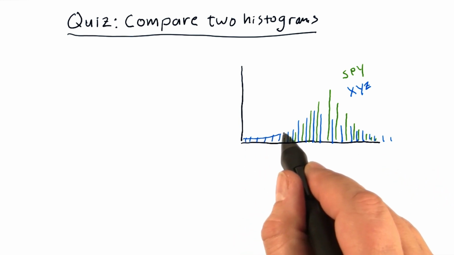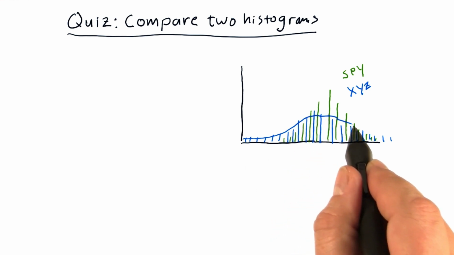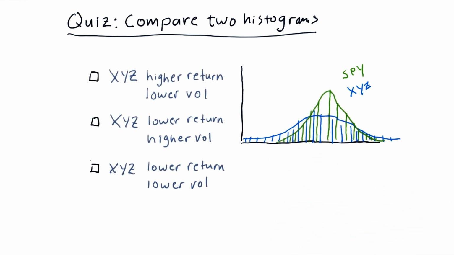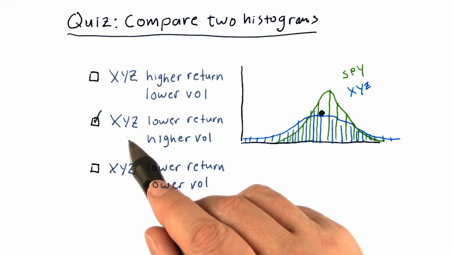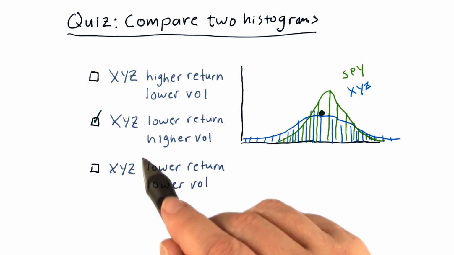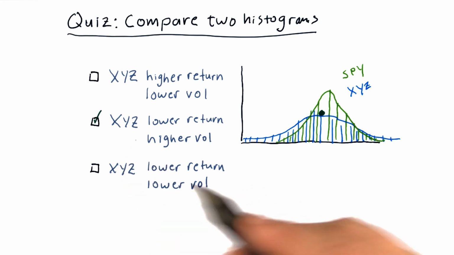Now to help out, I'll draw sort of what the underlying shape is looking like. Check which answer you think is most correct in terms of volatility and return for XYZ versus SPY. This is the correct answer. XYZ has a lower return and higher volatility than SPY.